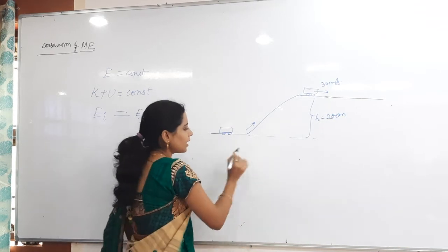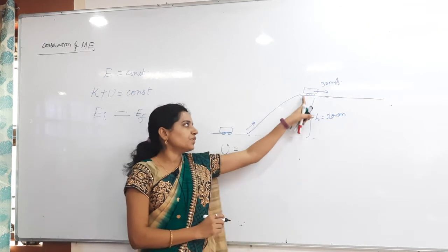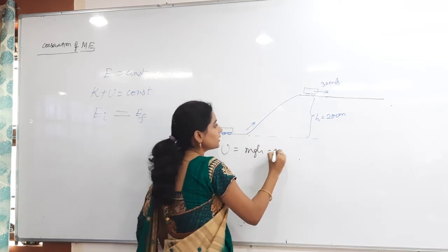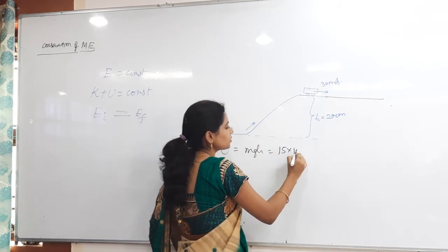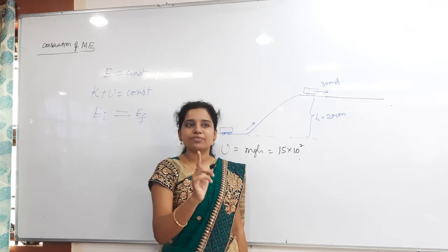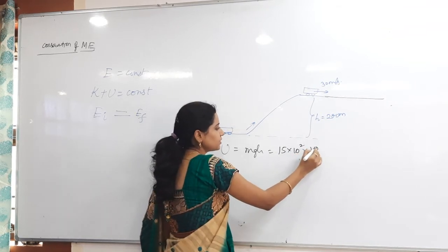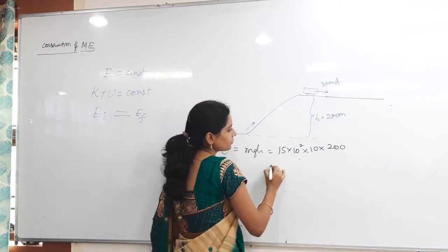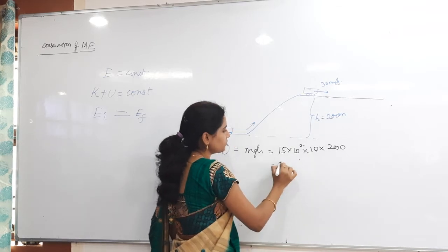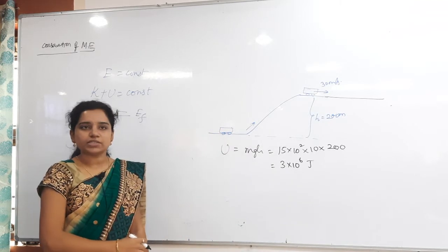Now here they are asking first of all the potential energy gained by it. What is the potential energy whenever it is moving on to the top? mgh only, no? So mg into h, mass is how much? 15 quintal, nothing but 15 into 10 square, 15 into 100. 1 quintal is 100 kilos. Anybody who is a farmer can get to know easily. So 15 quintal, g is 10, height is 200. Then this is 3 into 10 power 6 joules. That is the potential energy gained by it.